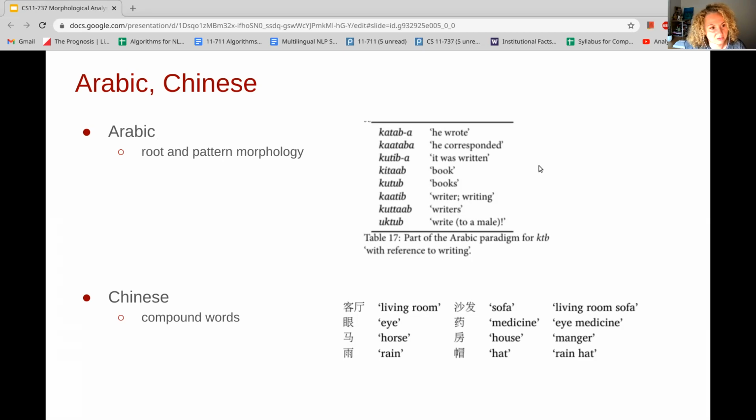And on the bottom, we can see Chinese. Although Chinese has poor inflectional morphology, it has many compound words. And so there are compounding processes. You can see examples below, which I cannot read.